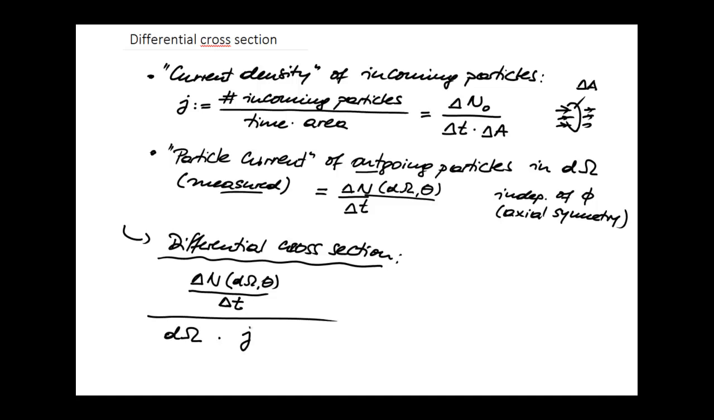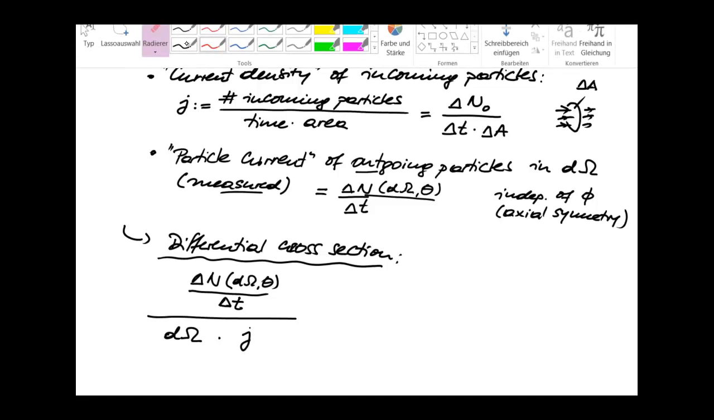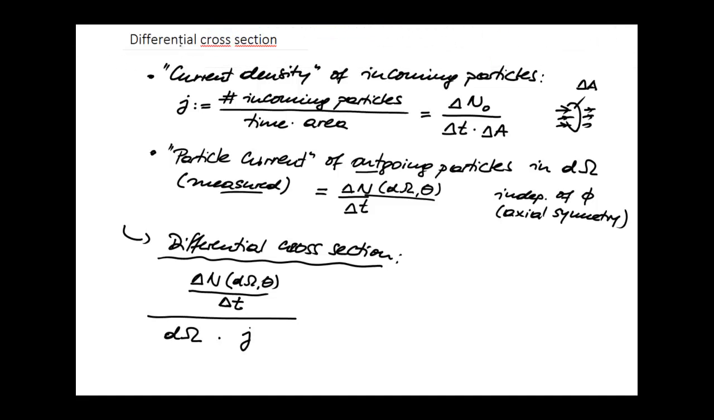Now, because you expect, of course, the number of particles that your detector will count will be proportional to the current density of the incoming beam. It should be proportional to the spatial angle covered by the detector, and should be proportional to the amount of time that you measure and that you accumulate data. So if you divide by all these quantities, then you expect a quantity that should depend only on properties of the potential, but not on properties of the beam.